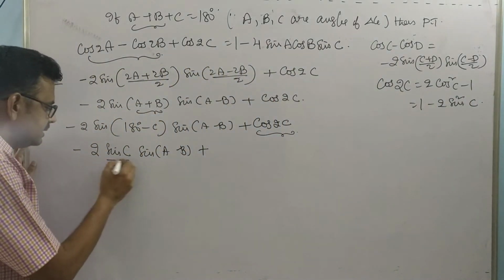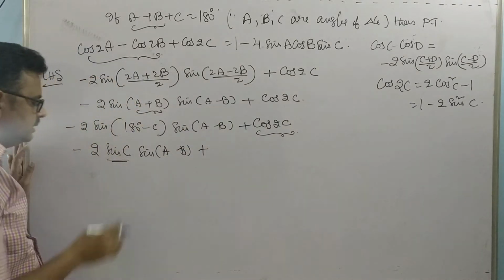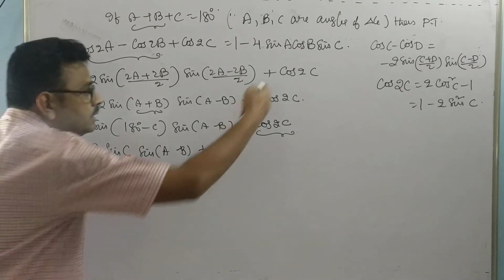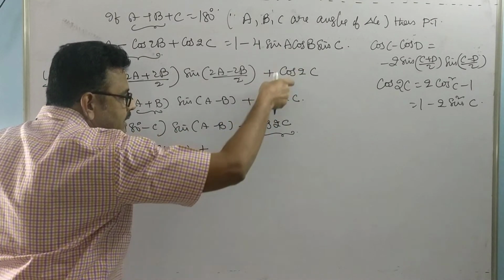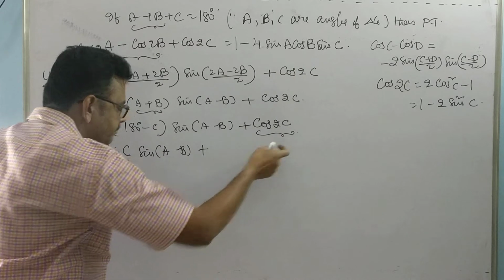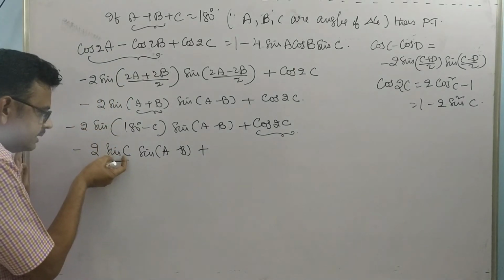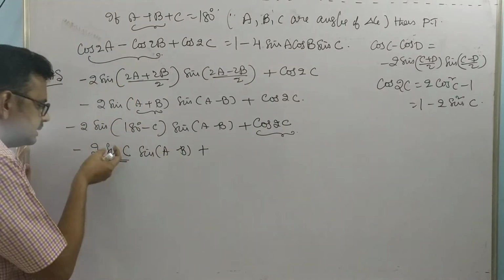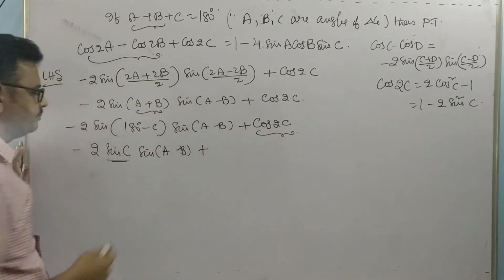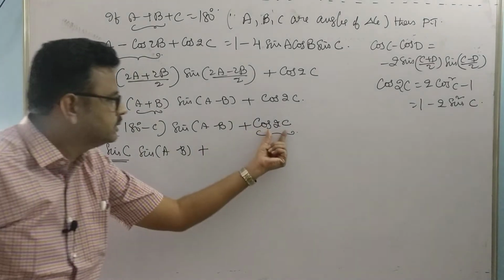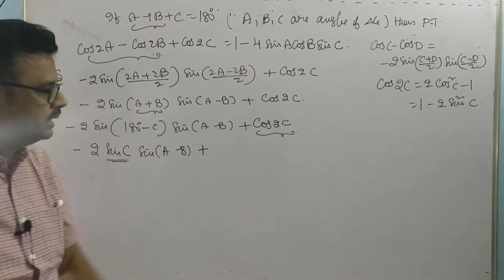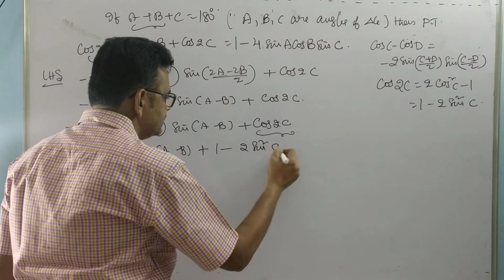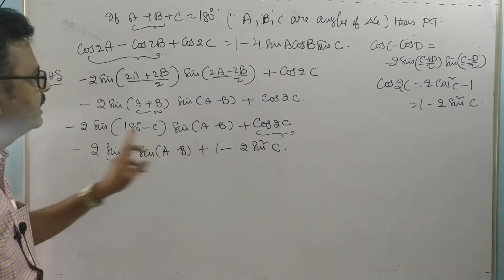If it is sin C, you can write in terms of sin. If it is cos, you write in terms of cos. So see whether it is sin or cos. If it is cos, you write in terms of cos. If it is sin, you write in terms of sin. Now cos 2C, write in terms of sin. So this is 1 minus 2 sin square C. So 1 I can write first.